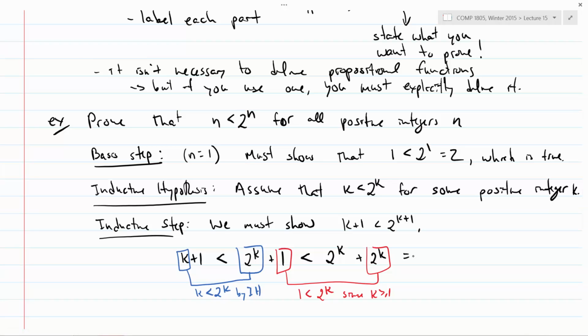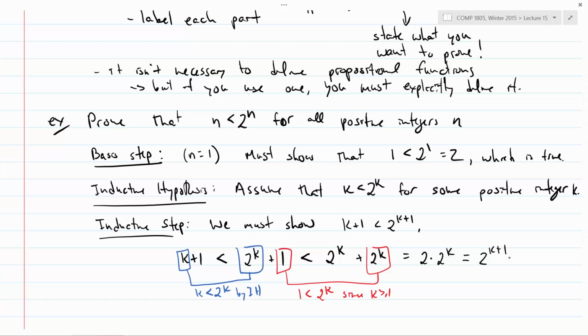So let's say I had a plus a. What would that be the same as? 2a. So this is the same as 2 times 2 to the k. And what's 2 times 2 to the k the same as? 2 to the k plus 1, because I know my exponent laws. So again, you'll need to know your exponent laws.